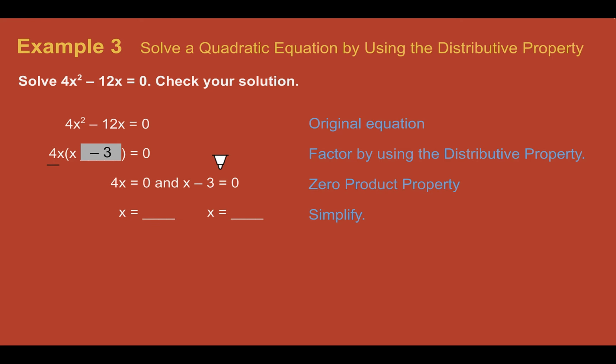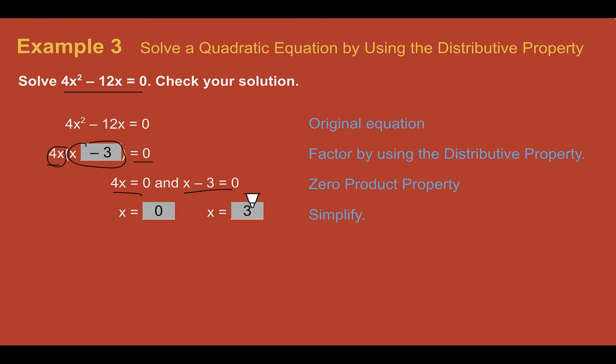Then, because of the zero products property, one of these two things must be equal to 0 because we're saying it equals 0. So either 4x equals 0 or x minus 3 equals 0, or both of them. Then our last step here is just to solve our equation for the variable. So if 4 times something equals 0, that x value could be 0, or x minus 3 equals 0. So if I added 3 to both sides, x would be equal to 3.